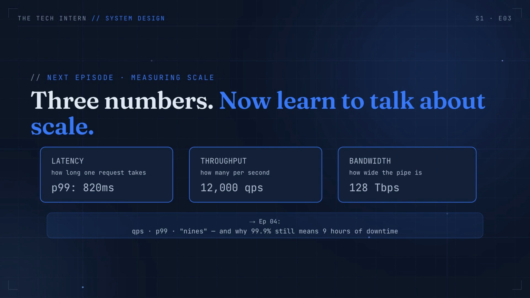In the next episode, we go one level deeper into the full vocabulary engineers use to talk about scale. What does 4 nines of availability actually mean? Why does 99.9% uptime still leave you with 9 hours of downtime every year? That's episode 4, and it builds directly on everything you just learned.